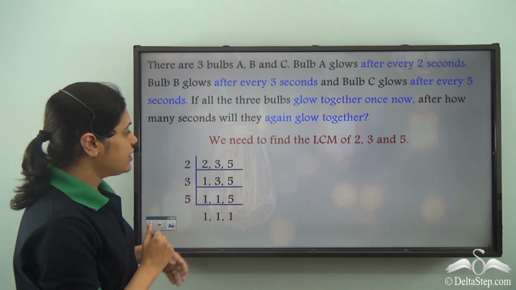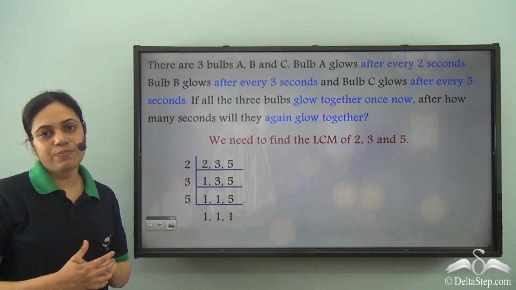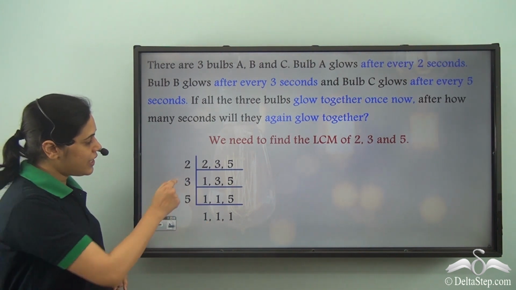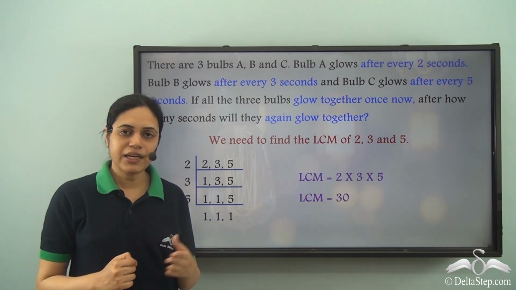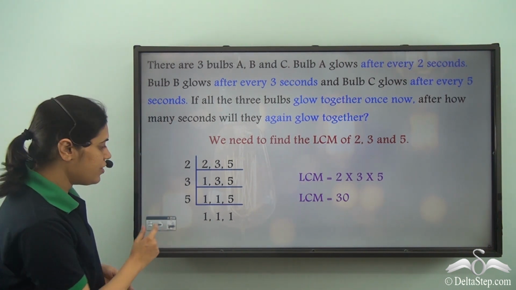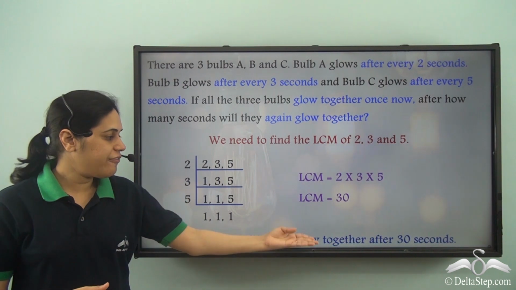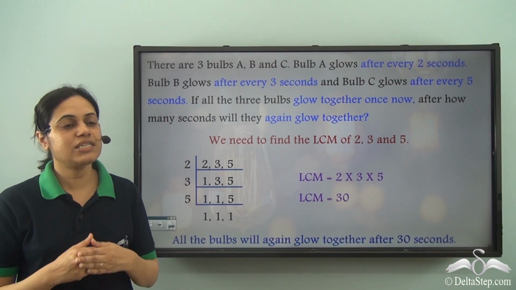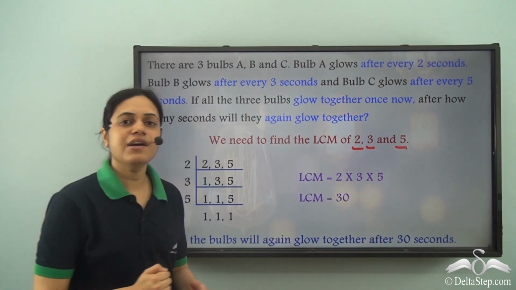So let us find the LCM of 2, 3 and 5. So we start by dividing with the lowest prime number, which is 2 here, till we get all the quotients as 1. The LCM will be 2 into 3 into 5, which is 30. So all the three bulbs will glow again together after 30 seconds from now. So now if all the bulbs are glowing, after 30 seconds, all the three bulbs will glow again together because 30 is the LCM or the lowest common multiple of 2, 3 and 5.